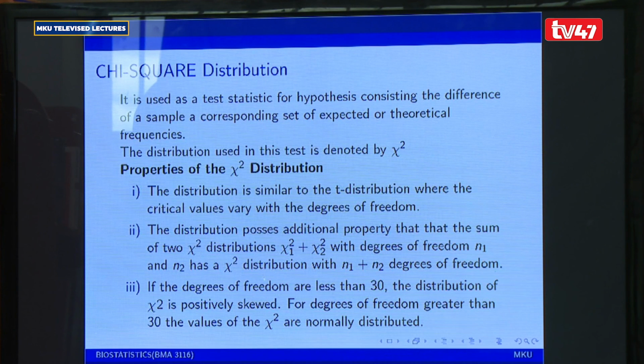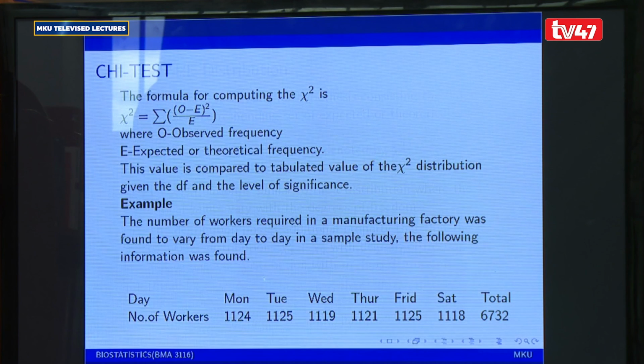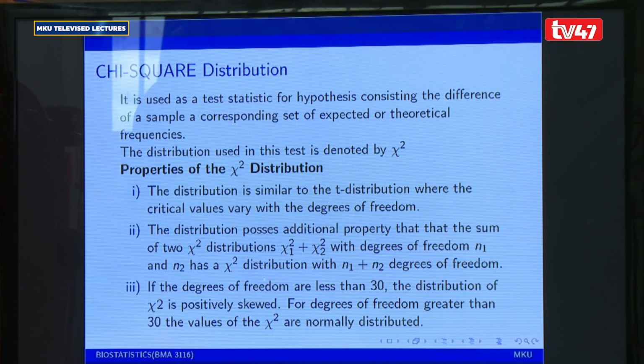Now, the distribution, that is the chi distribution, is denoted by the Greek alphabet chi and a square. And it has the following properties. Number 1, the distribution is similar to the T distribution, where the critical values vary with the degrees of freedom. So the degrees of freedom are the values that change. Like the way we said in the normal distribution, what changes is the mean and the variance. In this case, it's the degrees of freedom.